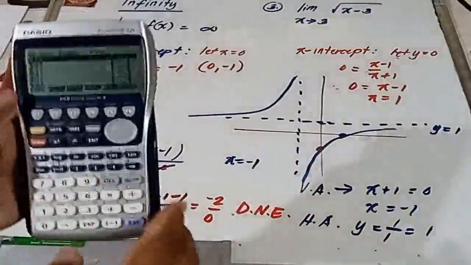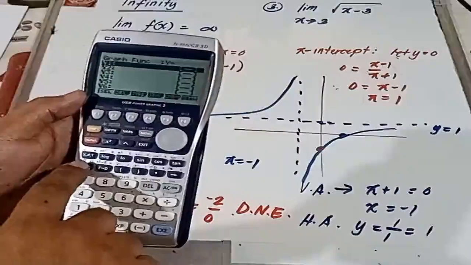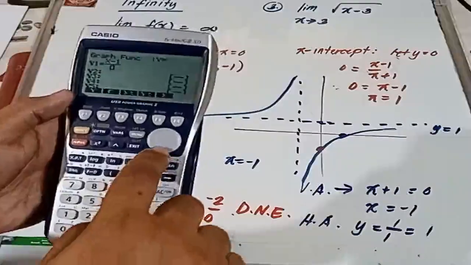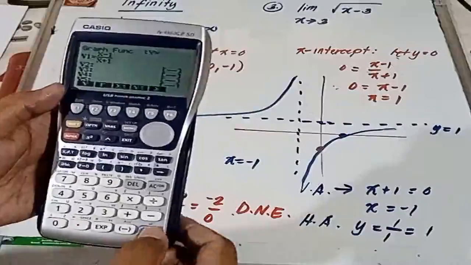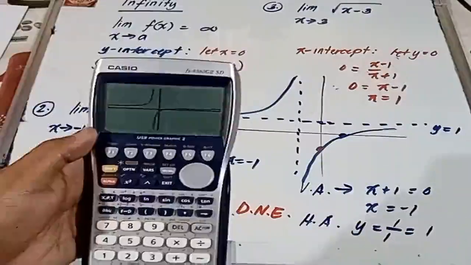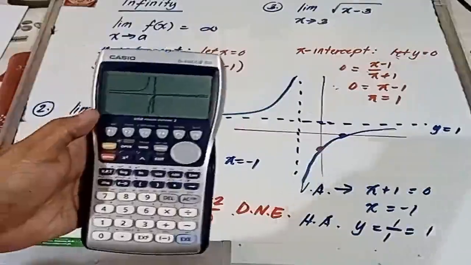Ayan. So, display natin yung x minus 1 on top. Ito, fraction muna. x minus 1, sa baba is x plus 1. So, we have x plus 1. Then, we execute. So, we have here the graph. Okay? So, kung nakikita nyo, yan yung graph ng ating function. Katulad nung pagkakagraph ko dito.